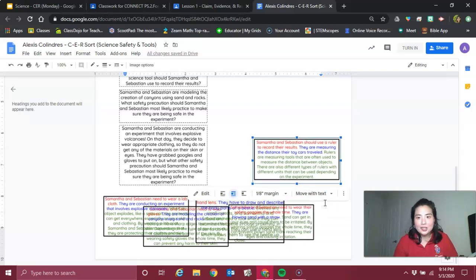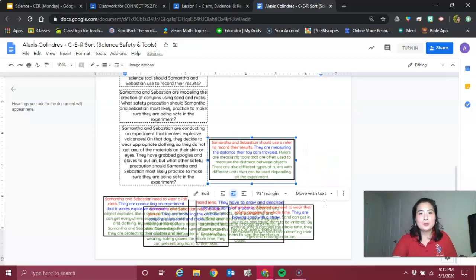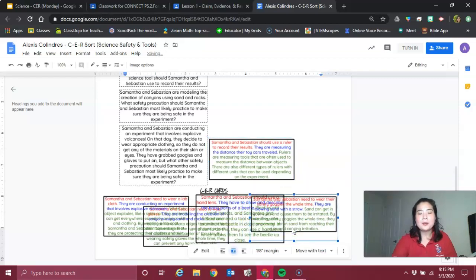Samantha and Sebastian should use a ruler to record their results. Well, I just said that we need to be able to look at the beetle's body parts. Well, I know that a ruler is used to measure things or to measure how long something is. So that wouldn't really help me look at the body parts of a beetle. So that's not my answer. I'm going to move that to the side and pull up the next one.